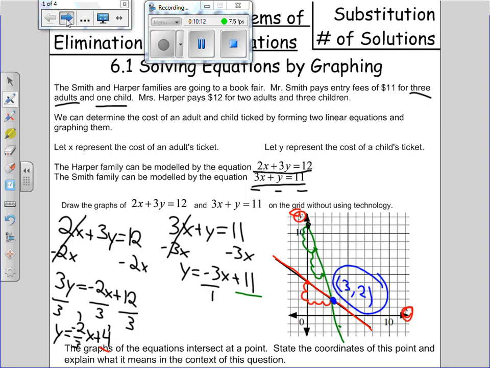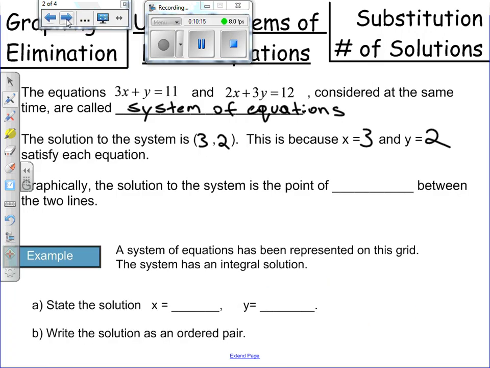Graphically, the solution of the system is the point of what between the two lines? We call it a point of intersection. And remembering that term, intersection, will help you in remembering how to work your calculator, because the calculator uses the same terms.